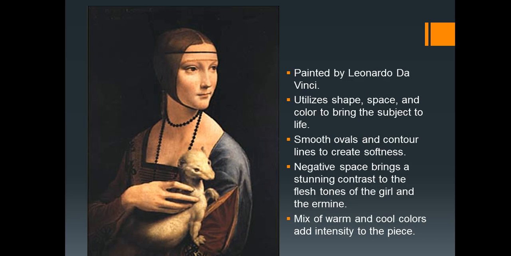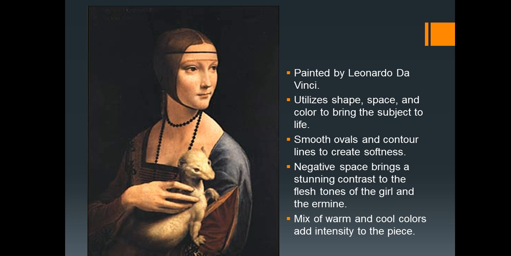In the painting Lady with an Ermine, we see artwork that utilizes shape, space, and color to bring the subject to life. Da Vinci uses smooth ovals and contour lines to create softness in his subject, which gives an amazing realism to his composition. The negative space in Da Vinci's piece utilizes the darkness to bring stunning contrast to the flesh tones of both the girl and the Ermine.